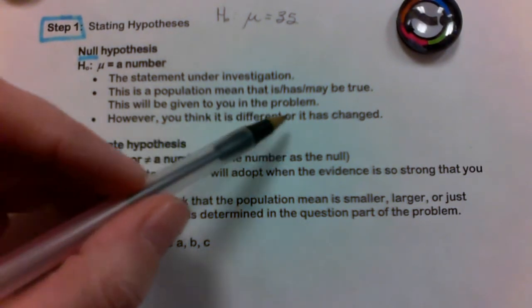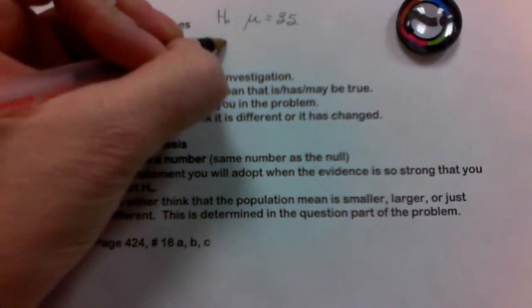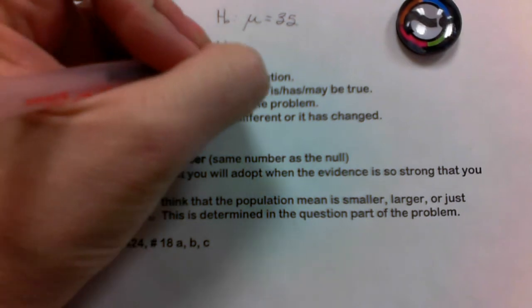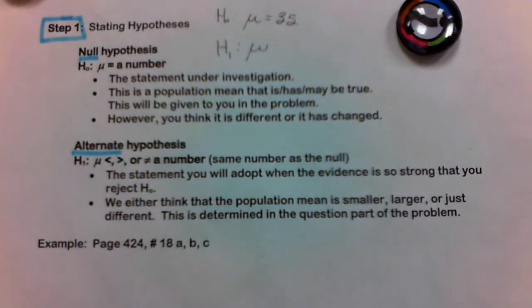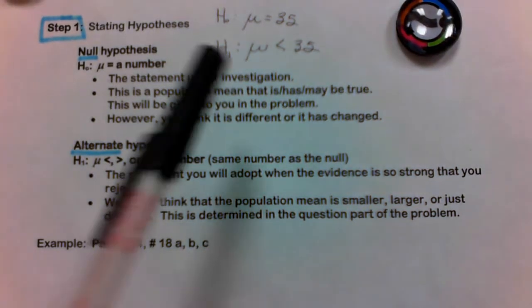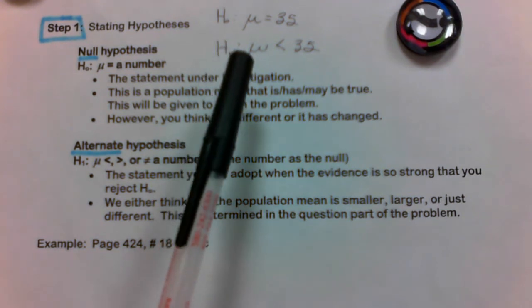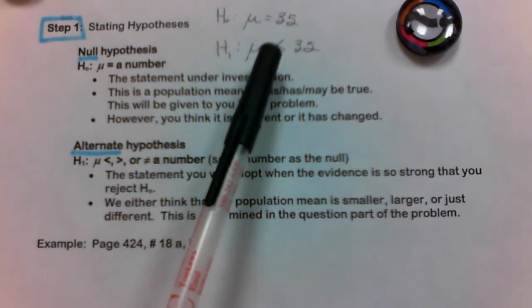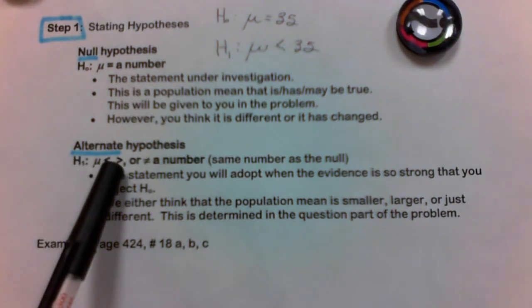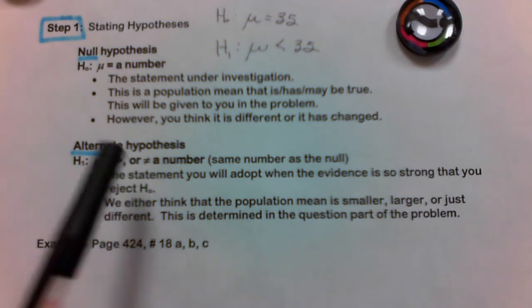However, we think it's different or it has changed. The alternate then, when you state the alternate, you think it has changed, and you're going to make a statement of what you think the change is. Now, in this case, I would assume that most of you think that the average age of NOC students is less than 35. So in this case, we would use less than. The alternate is H sub 1, and it will be a statement of inequality, so it could be less than 35, or you may do a problem that you use greater than, or you may do a problem that you use is not equal to.